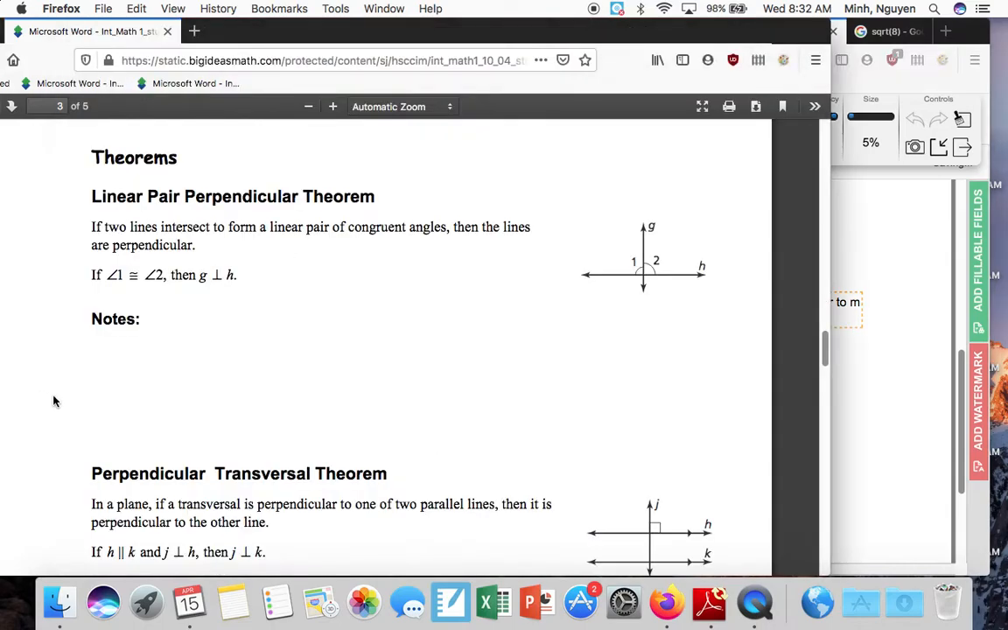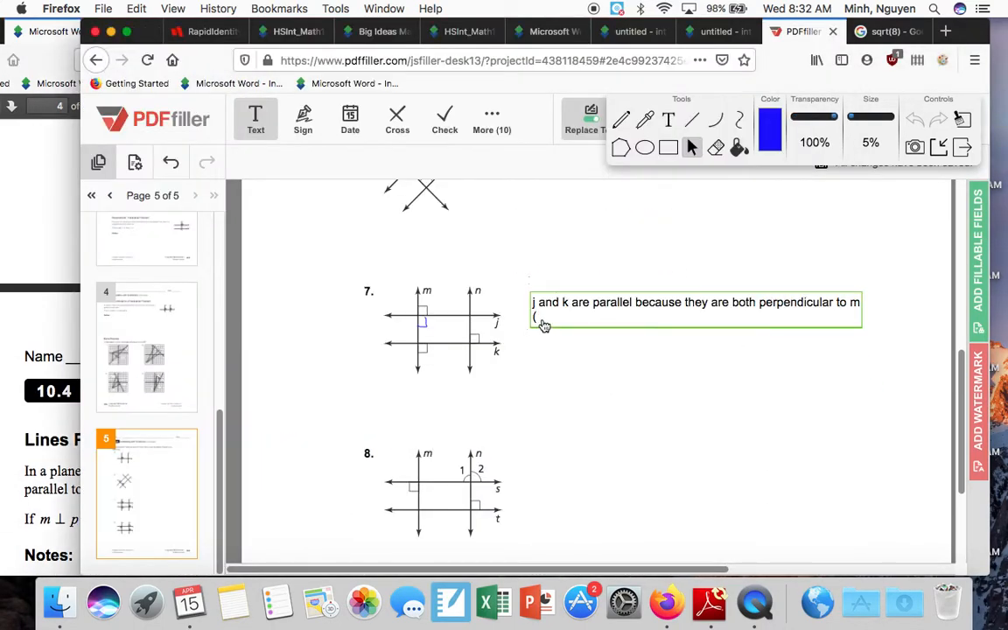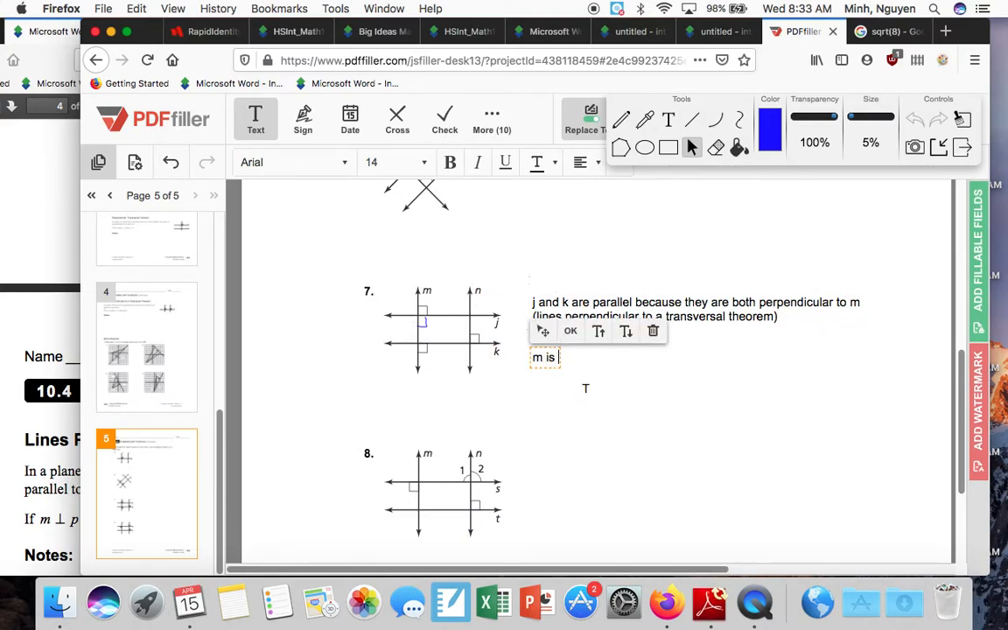And this is the lines perpendicular to a transversal theorem. And then that's that part. And let's see if we could say anything about M and N. Even though this is useless, what about right here? M is perpendicular to K, and N is also perpendicular. Oh my goodness. M is parallel to N because they are both perpendicular to K.